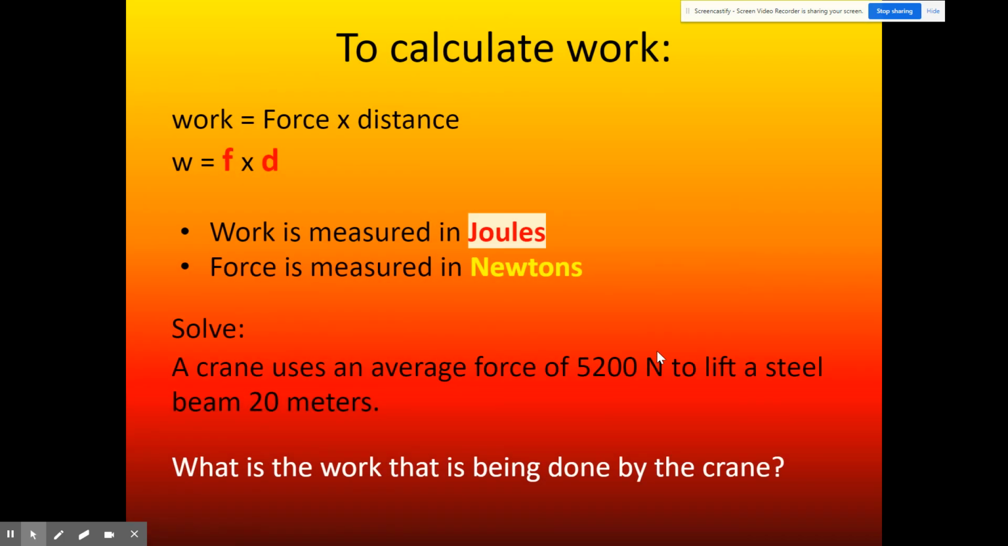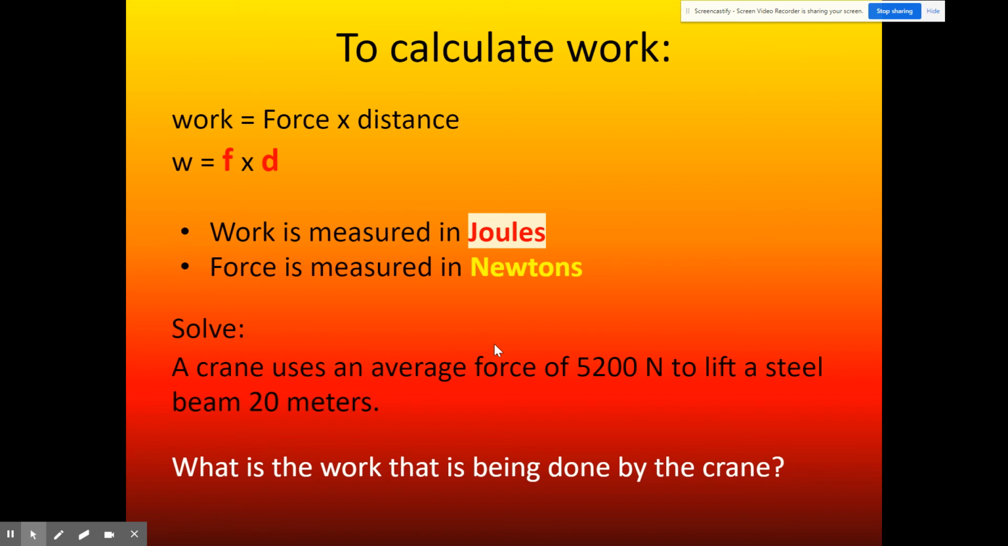Now we're going to talk about how to calculate work. There is a way you can put a value on how much work was done, and there's a formula for that. So to calculate work, the formula is work equals force times distance, and it will be abbreviated as W equals F times D. Two things to remember as we do these types of problems: work is measured in joules and force is measured in newtons.